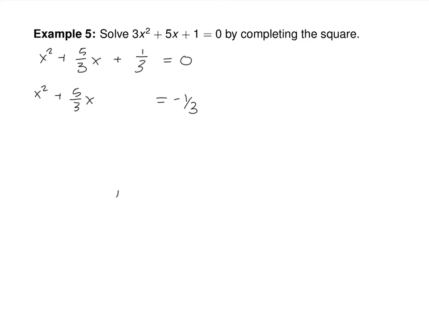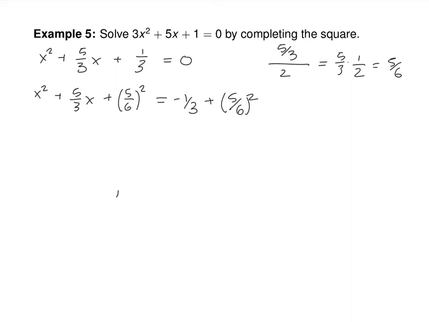All right. So if you take 5/3 and you divide it by 2, what's half of 5/3? 5/6. Does that make sense? It's 5/3 times a half. It's 5/6. So you add 5/6 squared to this side, and you add 5/6 squared to that side. You can think about it for easy fractions: if you have a half, half of a half is a quarter, right?